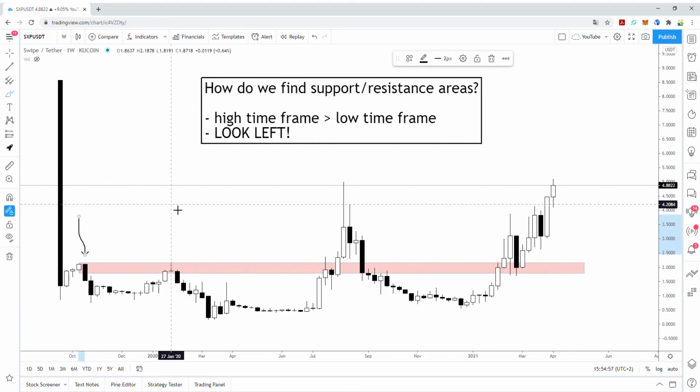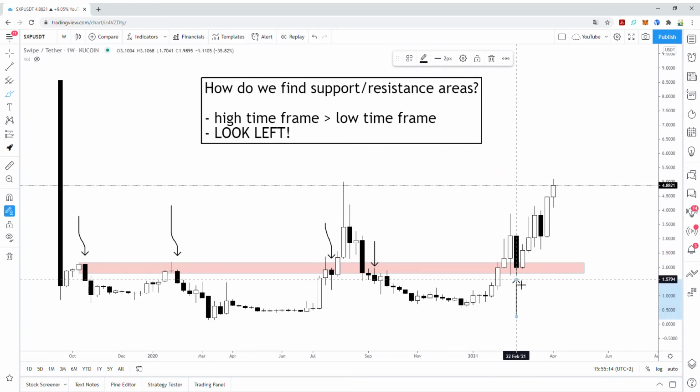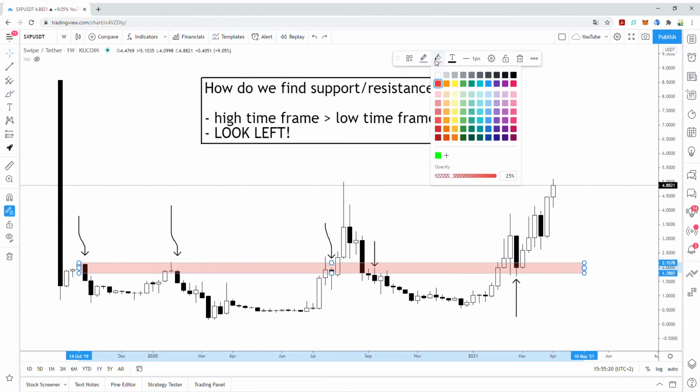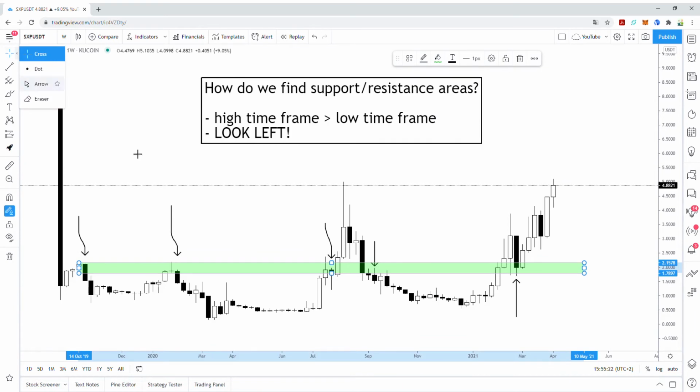Here it was resistance, resistance, a little resistance, but we broke it up, and it came down. We didn't hold it as support, going under. Here you can see a few tries to go up again, but it didn't succeed. Go up, here it succeeded, and here it turned into support. So this one, for now, is support, and we can turn it green.